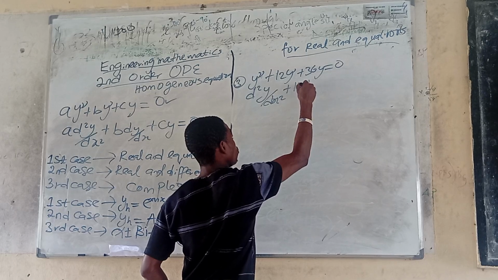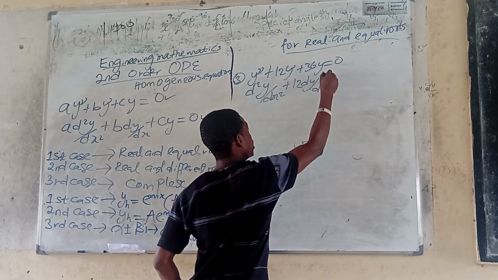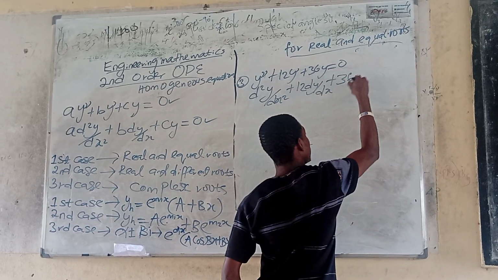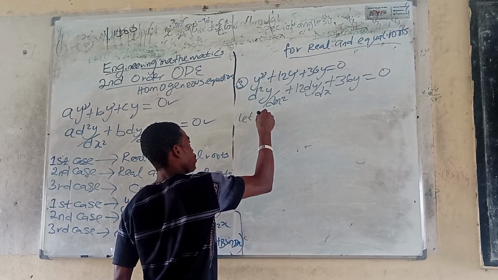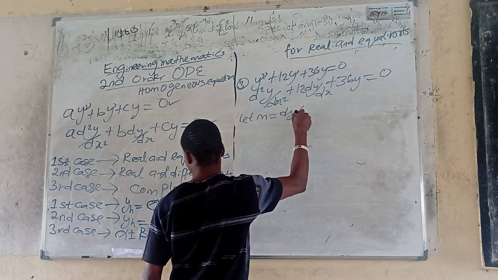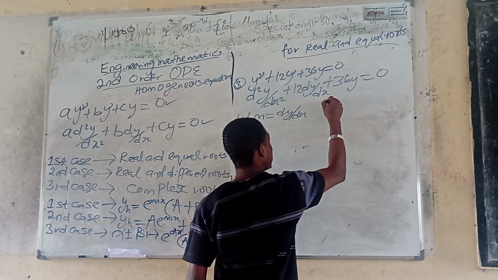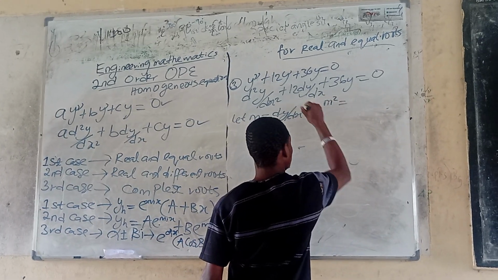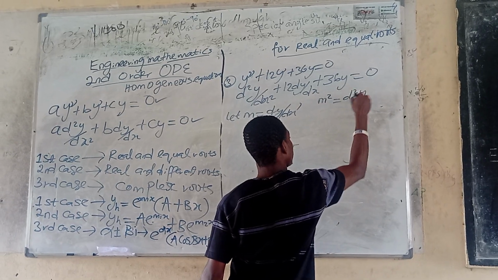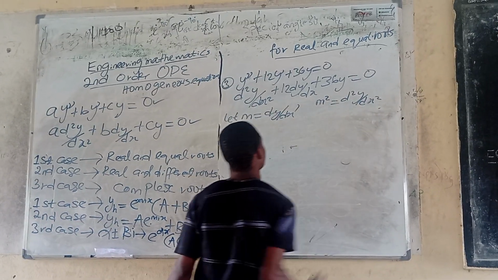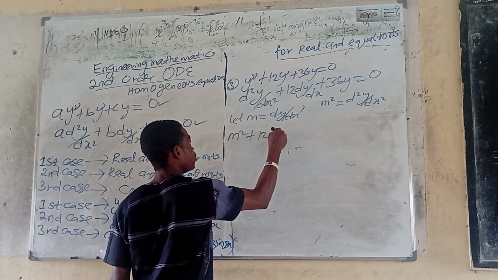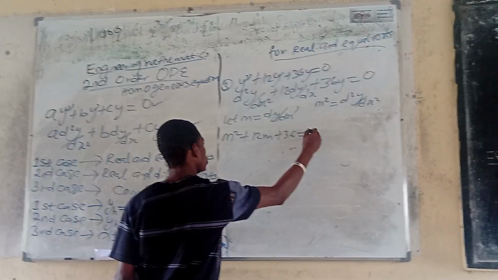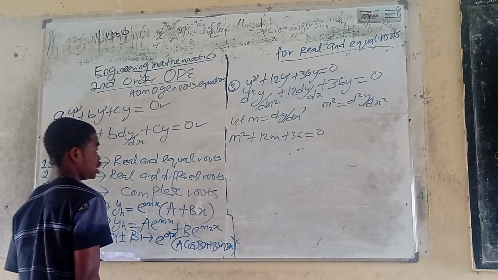Plus 12 dy over dx plus 36y equals 0. Let m equal dy over dx, then m squared equals d2y over dx squared. So we are going to get m squared plus 12m plus 36 equals 0. Now let's use the factorization method.